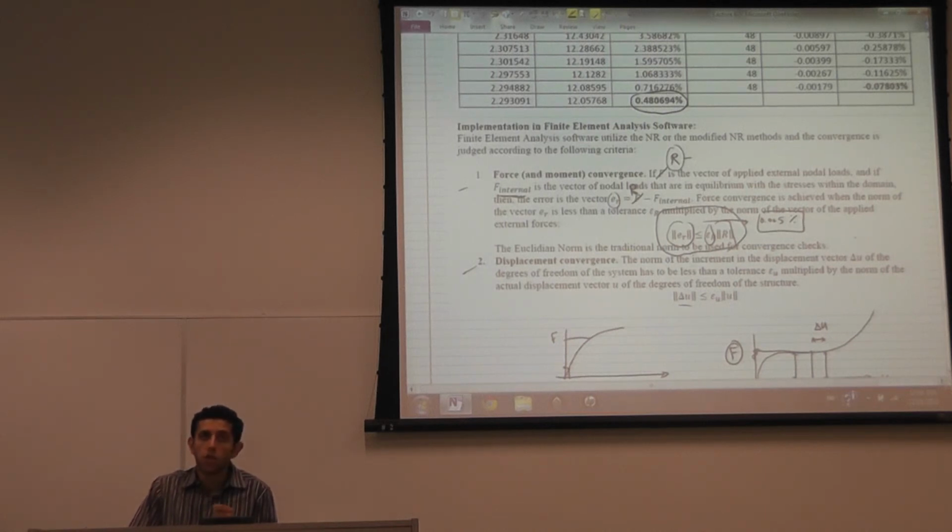So the software says you have not achieved convergence, and the solution to this was just to apply a very small fictitious force that does not really change the structure, but would just raise the vector of applied external loads to slightly above 0, just for practical purposes.